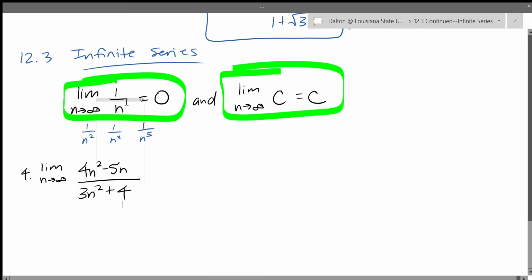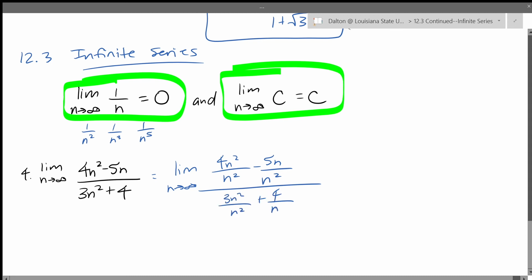So again, we know the limits of 1 over n to some power and the limits of constants. We don't know the limits of these things individually. So one of the tactics that we used was to divide every term by the highest power. In this case, it's n squared. So this is the same thing as the limit as n approaches infinity of, take all your terms, 4n squared divided by n squared, minus 5n over n squared, all over 3n squared over n squared, plus 4 over n squared.